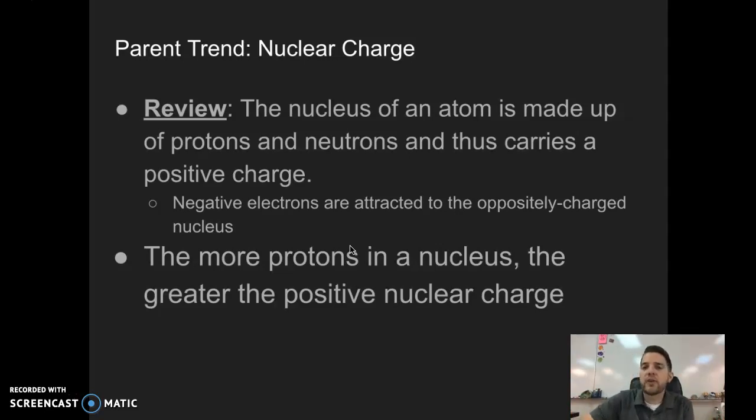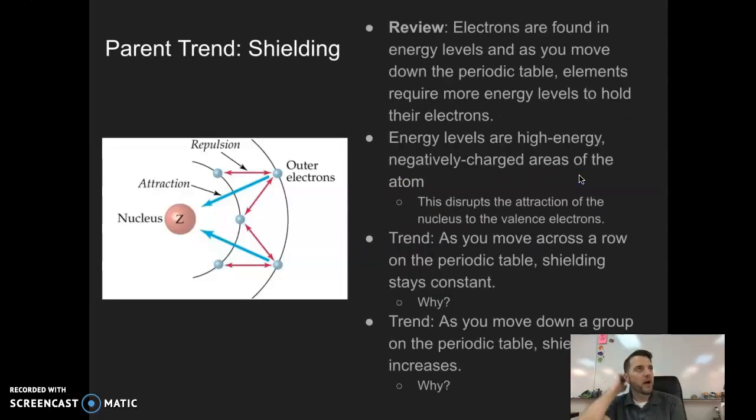Now, every nucleus is going to be positively charged, but the more protons you have in your nucleus, aka the bigger your nucleus is, the more positively charged it's going to be, so the stronger the force is going to be on its electrons. Now, the other major parent trend that kind of fights with nuclear charge is shielding. Let me make sure I got a good marker for this.